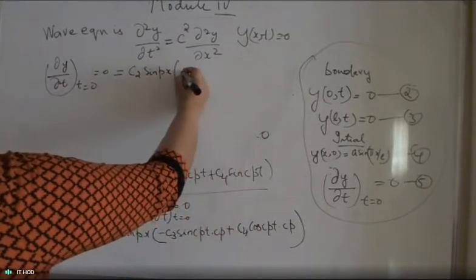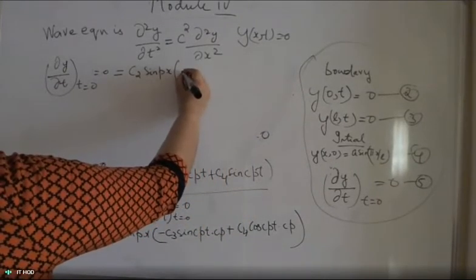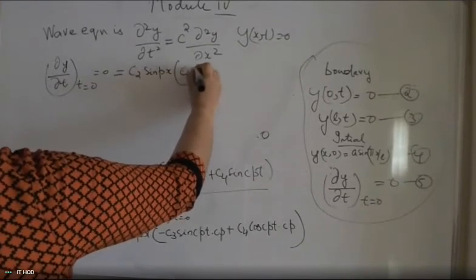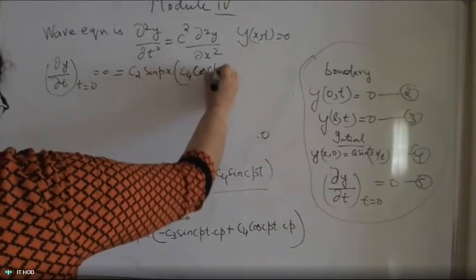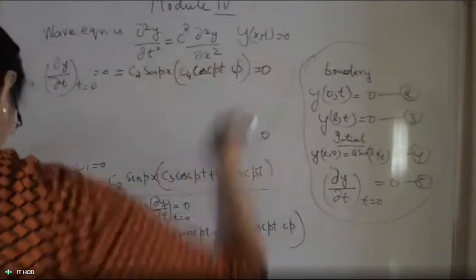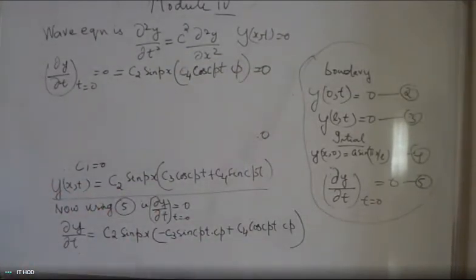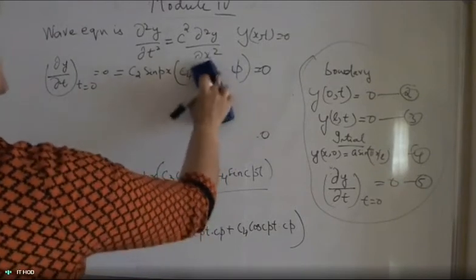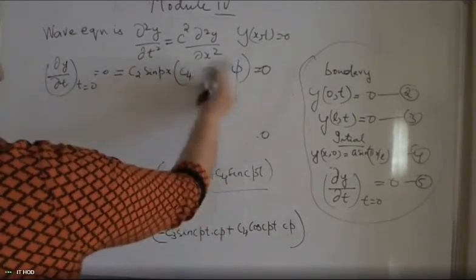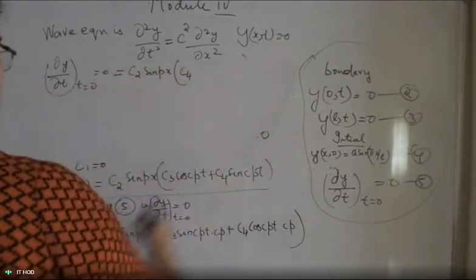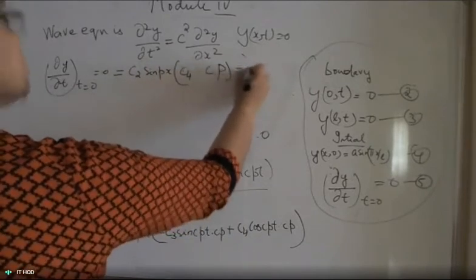So we will get it as, at t equal to 0, C4 sin px, C4 cos cpt into cp, this is equal to 0. No, this one is cpt at t equal to 0, right? So this is 1. C4 cp, C4 at t equal to 0, cp equal to 0. Okay.